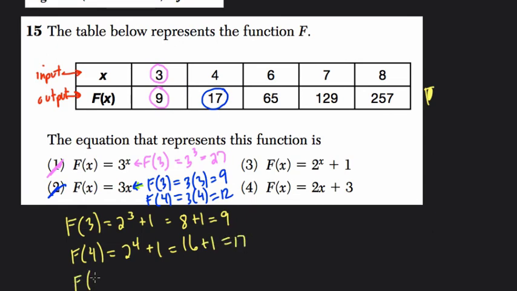Keep going. F of 6 equals 2 to the sixth plus 1. So 2 to the sixth is 4 times larger than 2 to the fourth. It's 2 more 2's being multiplied. So it's 64, 4 times larger than 16. Plus 1 is 65. So it works. And if you keep testing it, it will work for all of them. Alright, so it's choice number 3. Choice 4 also doesn't work. You can test it.